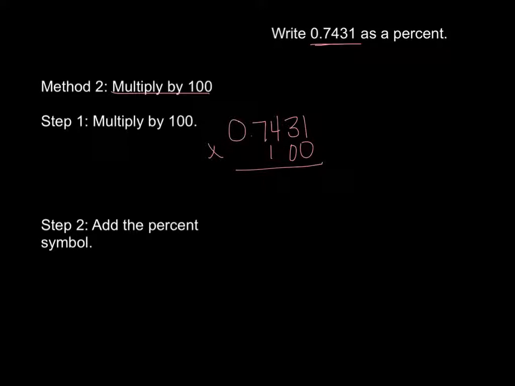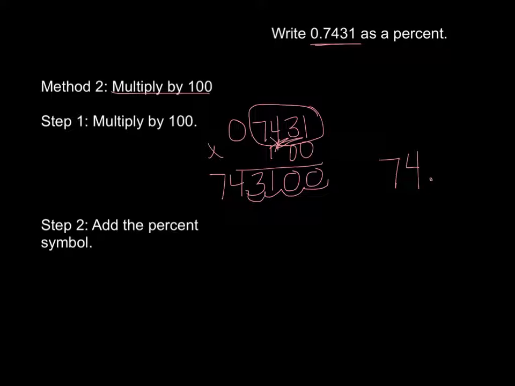If I multiplied all of them by 0, I'd get 0. Then I would do 1 times 1 is 1. 1 times 3 is 3. 1 times 4 is 4. 1 times 7 is 7. Now I need to bring the decimal point back 4 spaces. So the number I would get would be 74 and 31 hundredths. Then all you have to do is add the percent symbol.